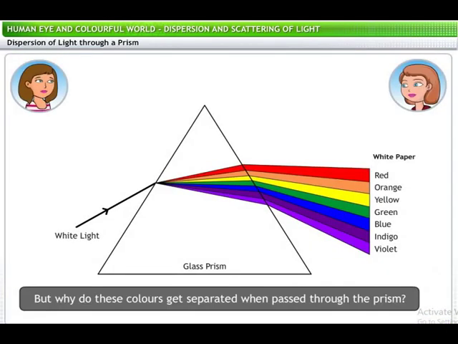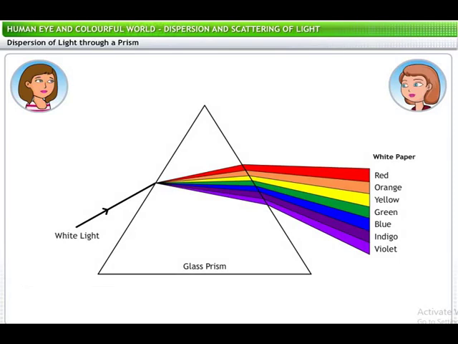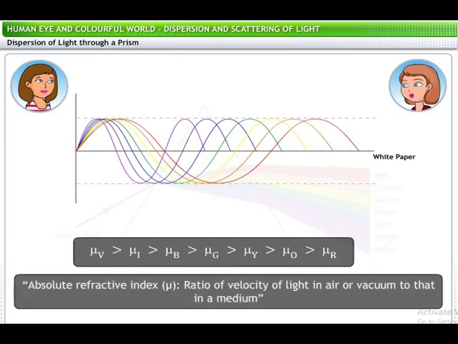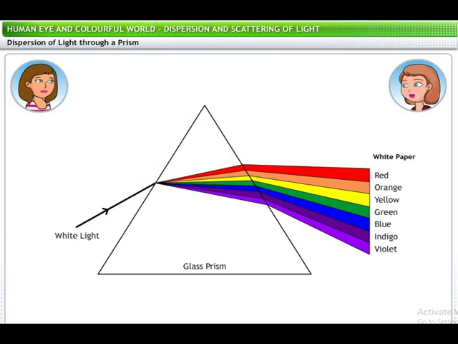But why do these colors get separated when passed through the prism? When white light propagates through a prism, it refracts at an angle. However, the angle of refraction of each of the constituent colors of light varies a little. This is because the frequency, and hence the wavelength, of each of the constituent colors of white light is different. This leads to a difference in the refractive index of the glass for each of the colors.